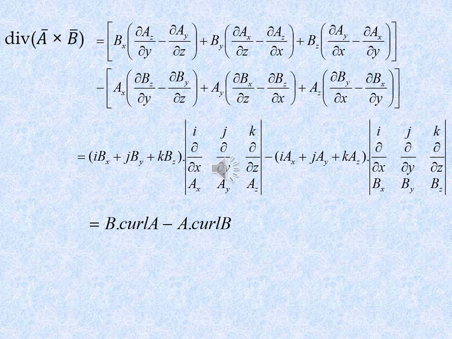So we know that bx i plus by j plus bz k represents b bar. So the remaining terms represent the determinant of the matrices, so that represents curl a bar. Next one, ax i plus ay j plus az k represents a bar. Next one represents the determinant of b bar, that represents curl b bar. So the above equation can be written like this: div of a bar cross b bar is equal to b bar dot curl a bar minus a bar dot curl b bar.